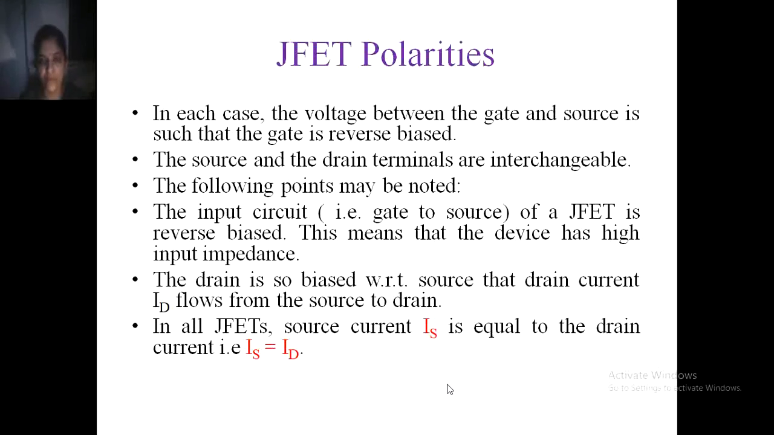So the following points may be noted. The input circuit, that is gate to source of the JFET, is reverse biased. This means that the device has high input impedance. The drain is biased with respect to the source such that drain current ID flows from the source to drain. In all JFETs, the source current IS is equal to the drain current, so IS is equal to ID.